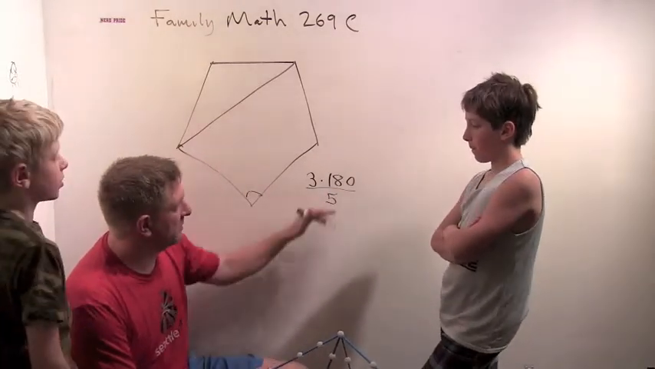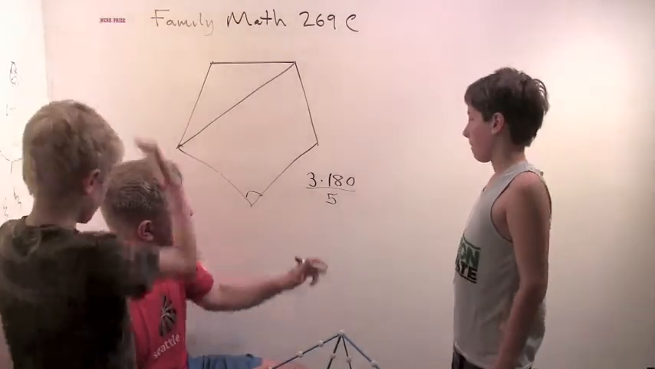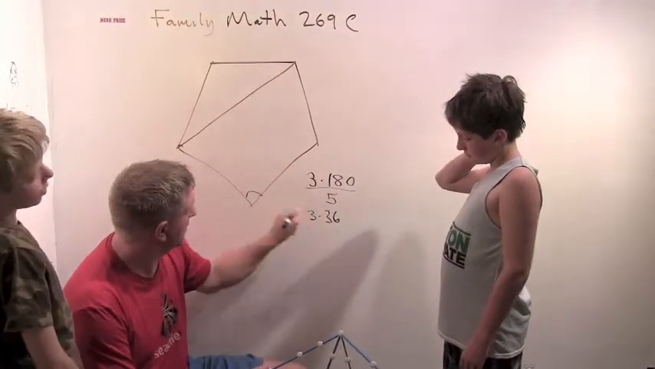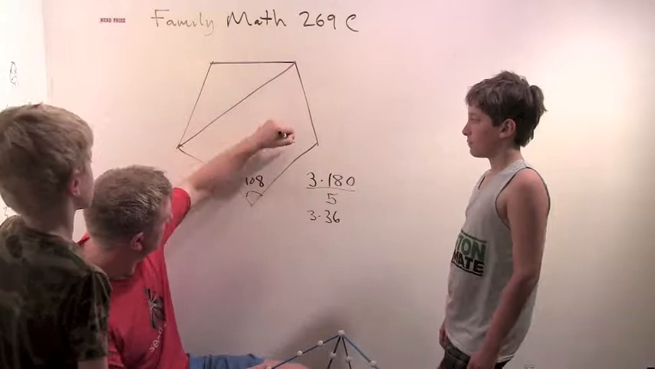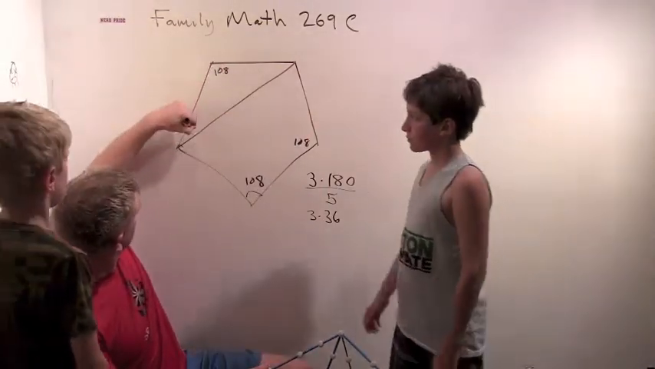108 degrees. Okay, so 3 times 180 over 5. Do you know a good way to divide by 5? Well, you divide by 10 and then multiply by 2. Okay, so that would be 3 times 36, which is 108. This is a 108.